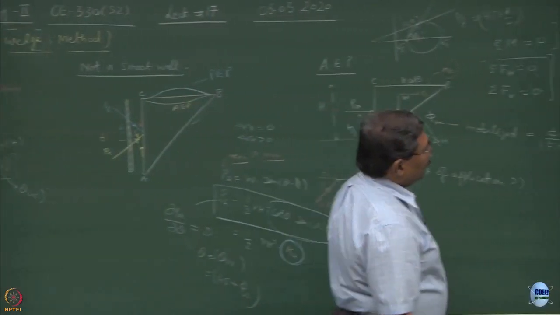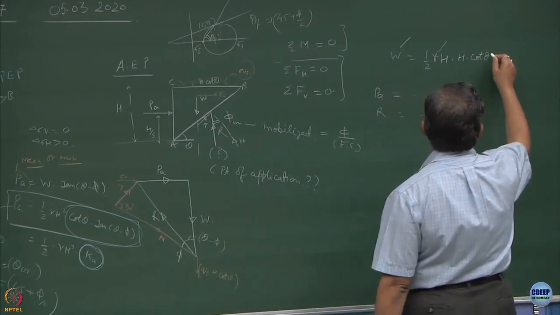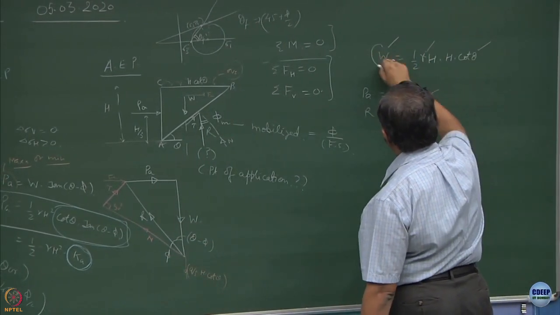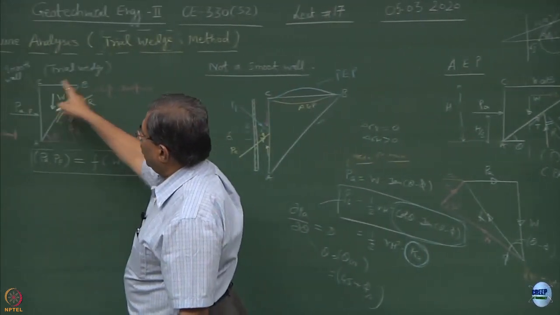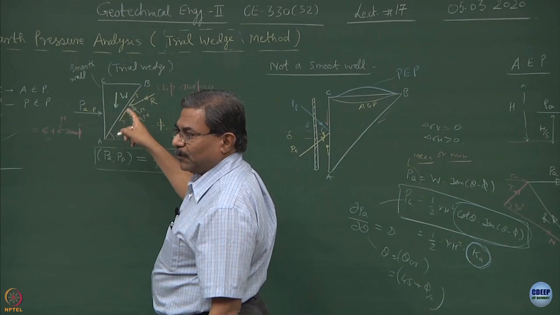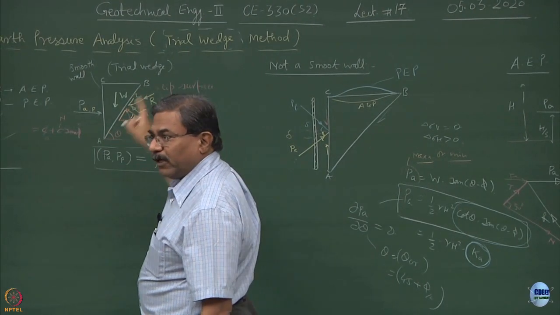Now, coming back to this situation. What we have done is we have got the theta critical. Once theta critical is known, W critical is known. What is W critical? W critical is the weight of the critical block which is going to be under plastic equilibrium and on the verge of failure.